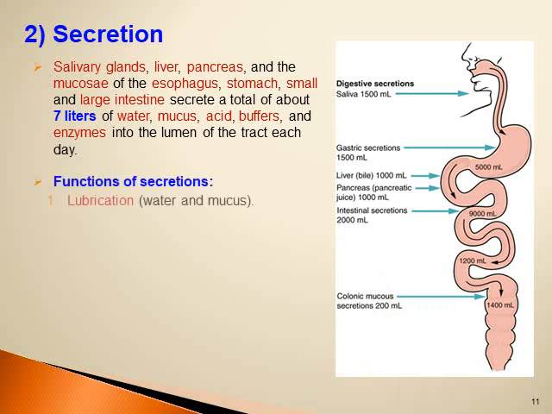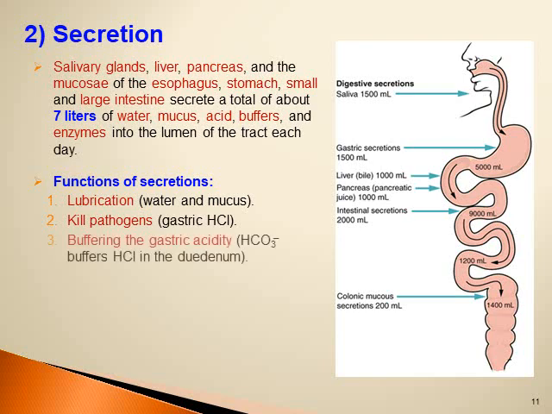Functions of secretions. Number 1, lubrication, because secretions are rich in water and mucus. Some contents of secretions, like the gastric HCl, can kill pathogens. Another function of the secretions is buffering of the gastric acidity. Bicarbonate in bile and bicarbonate in the pancreatic juice will buffer the hydrochloric acid that is delivered with the chyme from the stomach into the duodenum.